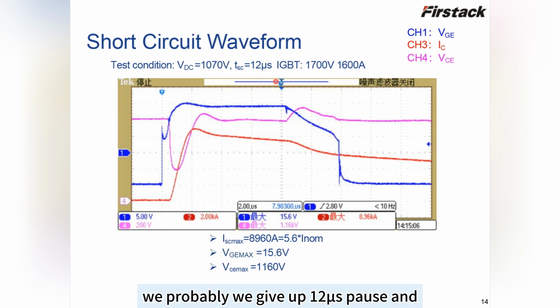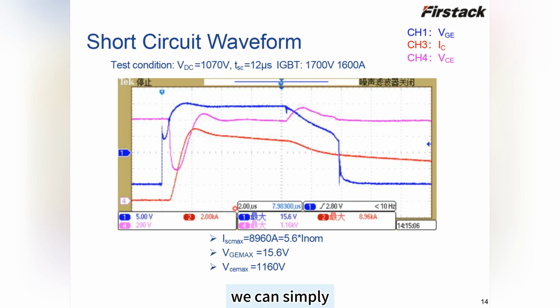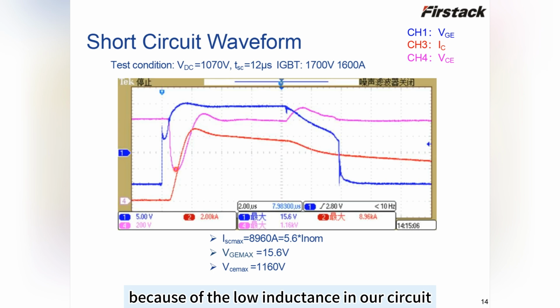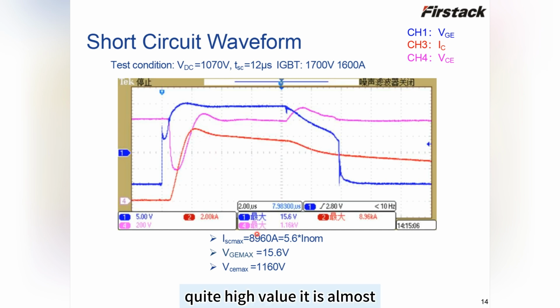We give a 12 microsecond pulse, and the DC voltage is 1,017 volt. We can simply analyze this waveform. At the beginning, we turn on the module, the collector emitter voltage, the VCE, will start decreasing dramatically, and at the same time, because of the low inductance in our circuit, the current increases rapidly from 0 to quite a high value.